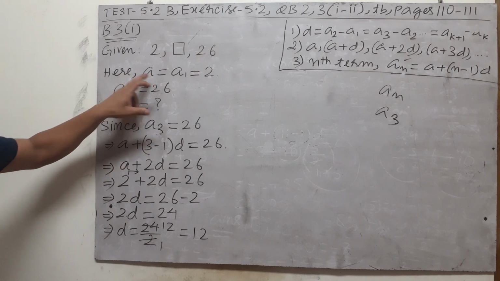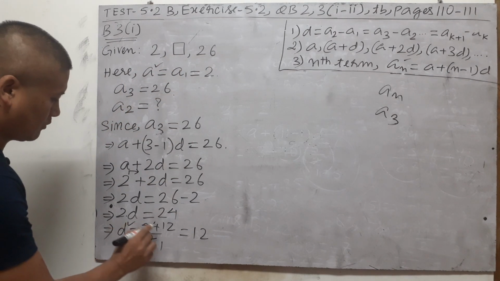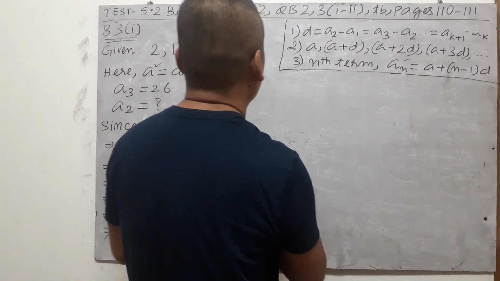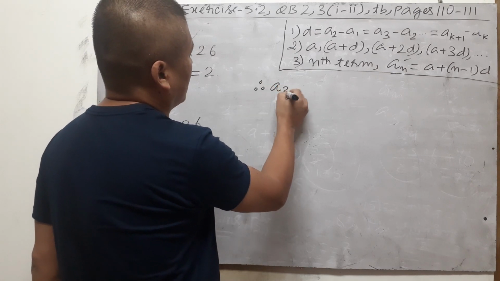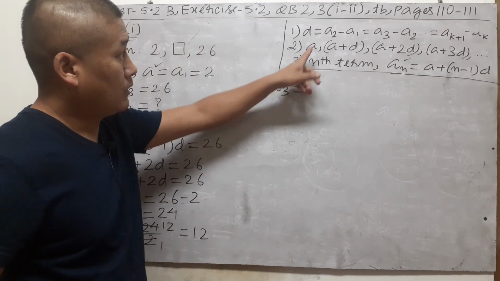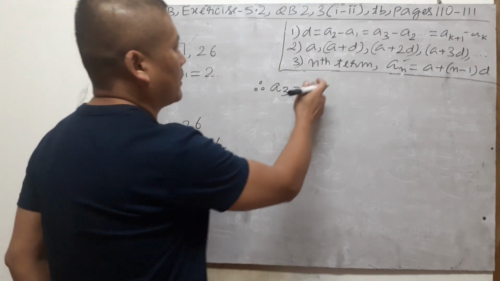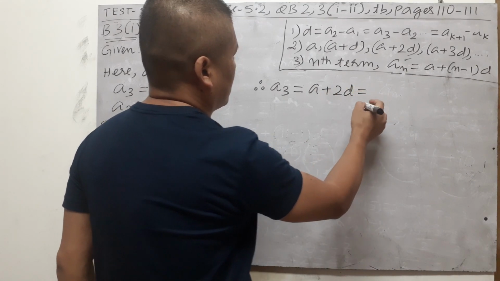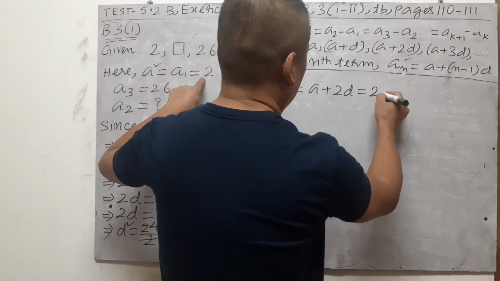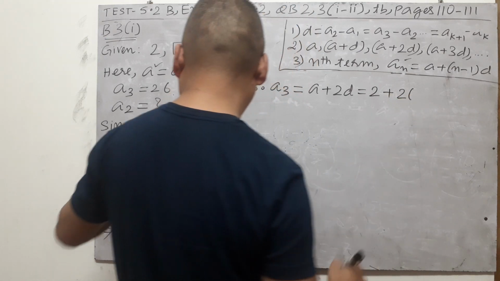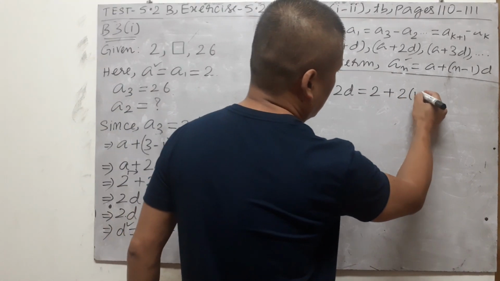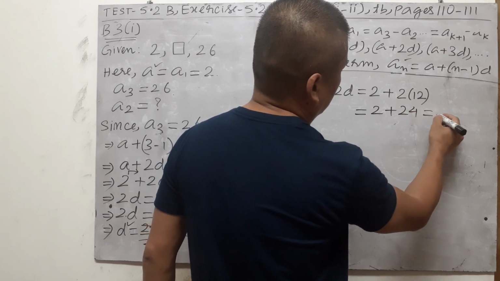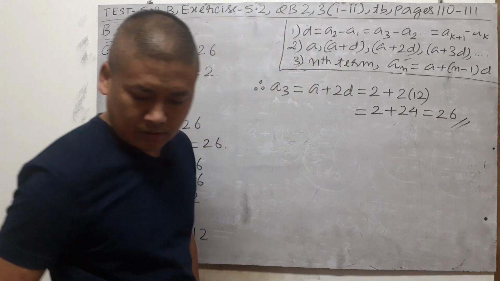A is already there, 2, and D is 12. If we know A and D, we can find any missing term. So the missing term here, you can use this formula, I will show both methods, okay? So A1, A2, A3 is this one. So A plus 2D, that is A, which is 2, plus 2 into D, here 12, so I can write that. That will be equal to 2 plus 24, which is equal to 26. I think it's correct.